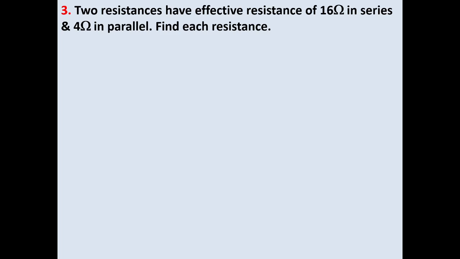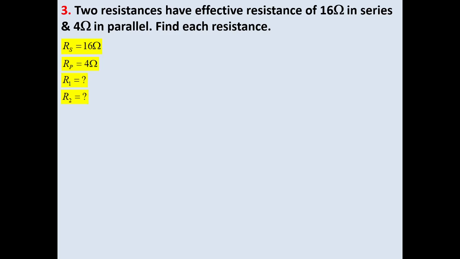Two resistances have effective resistance of 16 ohm in series and 4 ohm in parallel. Find each resistance. Now two resistances are there, let them be R1 and R2. When they are connected in series, total resistance becomes 16 ohm. When they are connected in parallel, total resistance becomes 4 ohm. So value of Rs and Rp are given, Rs as 16 ohm, Rp as 4 ohm. We have to find out value of R1 and R2.